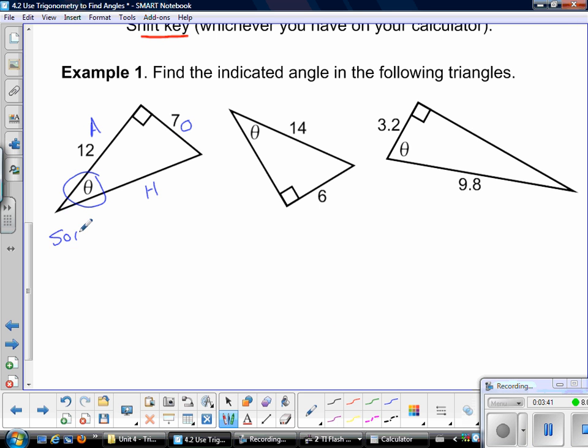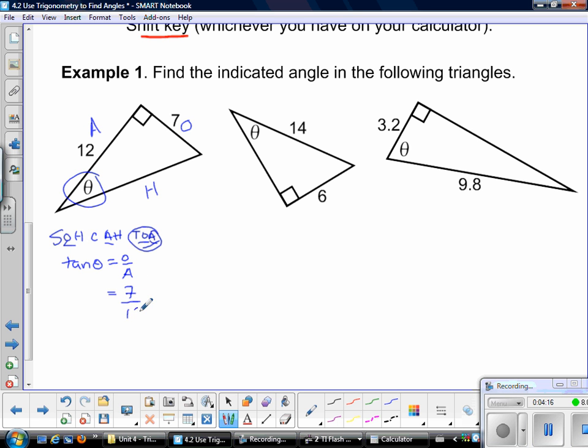SOHCAHTOA. The two sides I'm given are adjacent and opposite. So you can see the one I'm going to use in this case is TOA. That is tan of theta equals opposite over adjacent, which equals, in this case, remember I'm finding theta, opposite, which is 7, over 12.